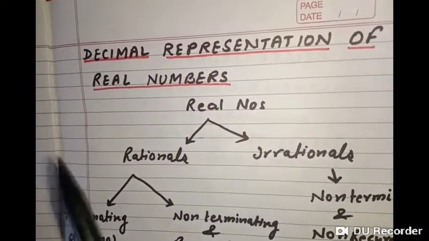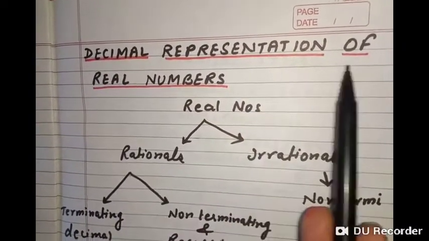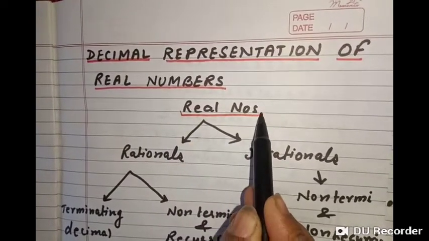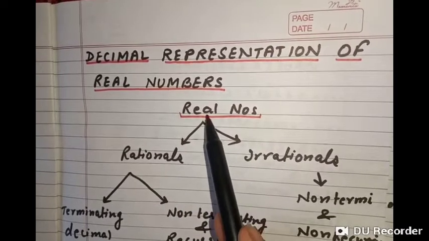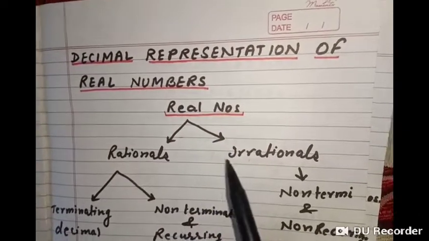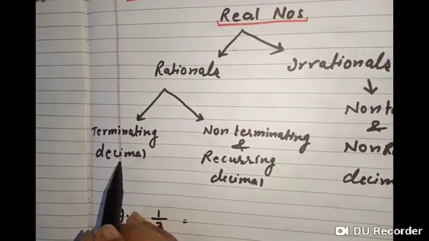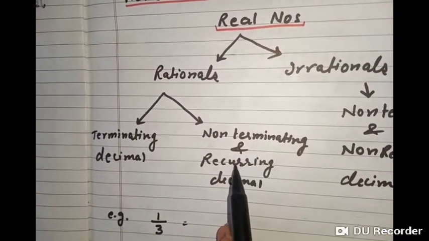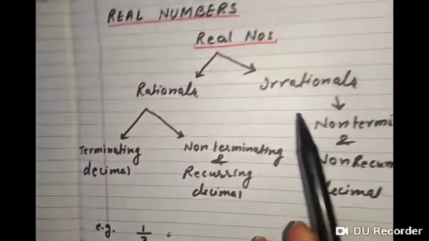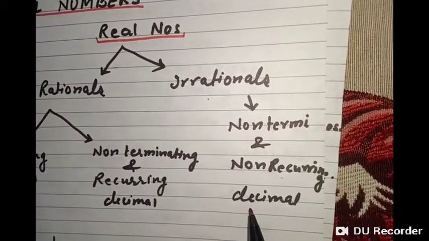In continuation with the previous video, in this video we'll start decimal representation of real numbers. For this I have made a flow chart to make the concept clear and easy for you. Real numbers, as I said, are the collection of rationals and irrationals. Rationals are further divided into terminating decimals and non-terminating and recurring decimals, recurring or repeating, one and the same thing. And irrational numbers are non-terminating and non-recurring decimals.